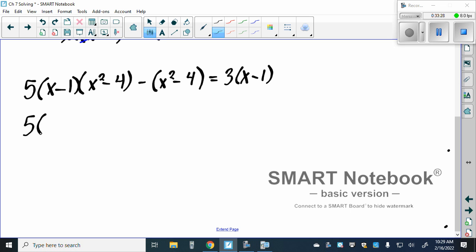So we're at 5 times. Here, x times x squared would give us x cubed minus 4x. Negative 1 times x squared is negative x squared plus 4. For the middle one, we can go on and distribute that negative and get this here. And lastly, we can multiply through with the 3, which gives us 3x.